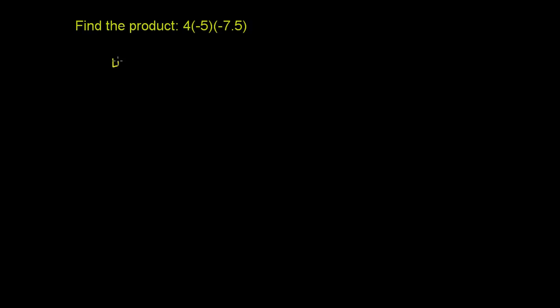So let's just rewrite the problem. So we have 4 times negative 5 times negative 7.5. I really don't have to write that dot there. If you just have 4 and then in parentheses a negative 5, that means 4 times negative 5.